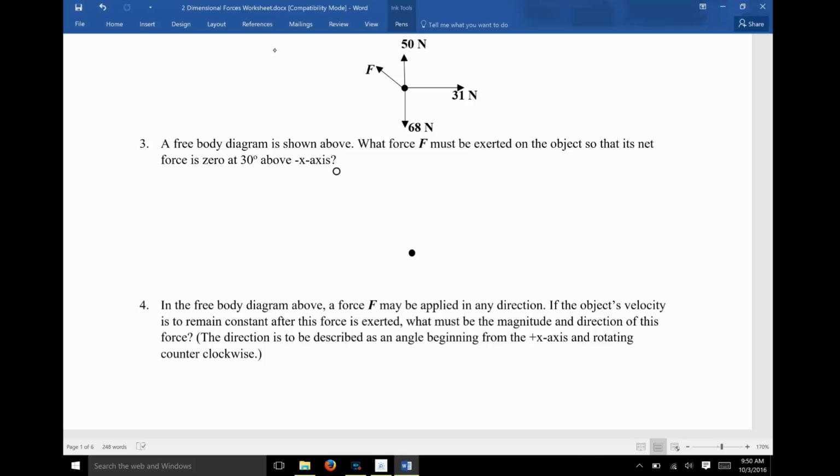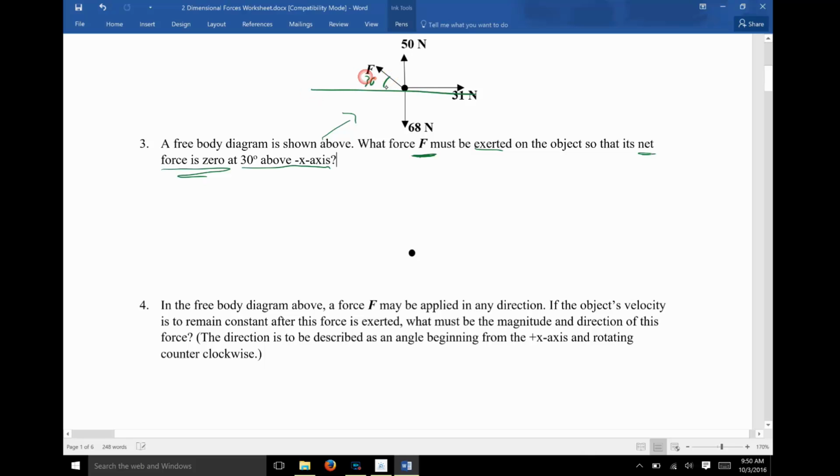Okay, so let's read number 3. Number 3 says a free body diagram is shown above. What force F must be exerted on the object so that its net force is 0 at 30 degrees above the negative x-axis? Okay, so it's given us a few pieces of information here. We're looking at the free body diagram shown above, and we're going to try to find what value of F we need to exert on the object. The condition is that the net force must be 0, and the angle given to you is 30 degrees above the negative x-axis. So if we were to draw a line horizontally, this angle here would be 30 degrees.